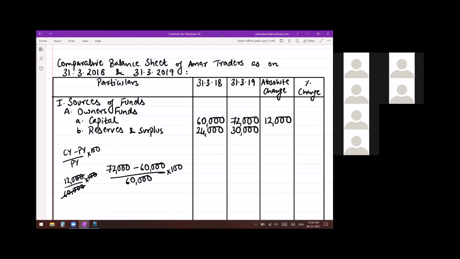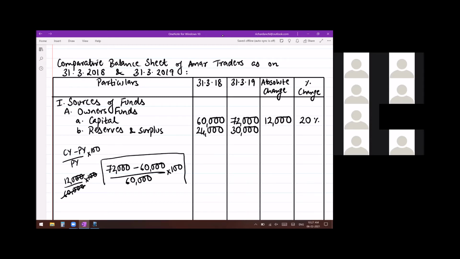Just check how much that is. 12,000 divided by 60,000 into 100. 20%. 20% is correct.